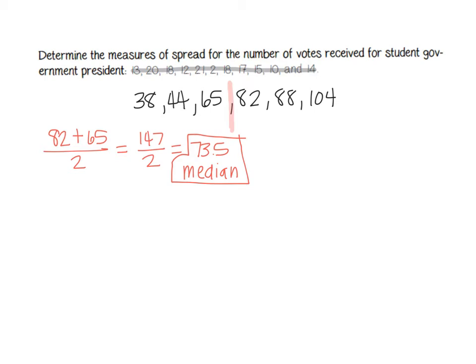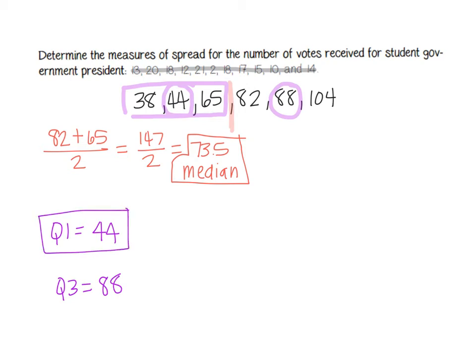The next thing we need to do is talk about our quartile 1 and our quartile 3. Now on this one, here is our lower 50% right here. And I think it's really easy to see on this one what number's in the middle. So our quartile 1 is 44, and our quartile 3 is 88.